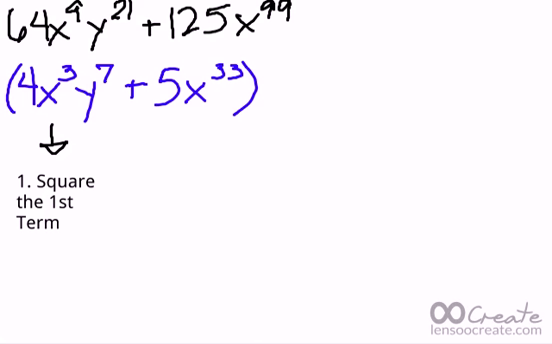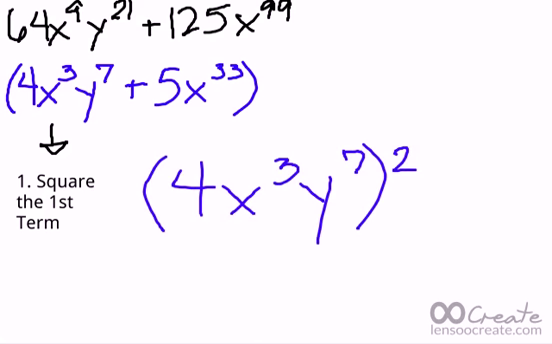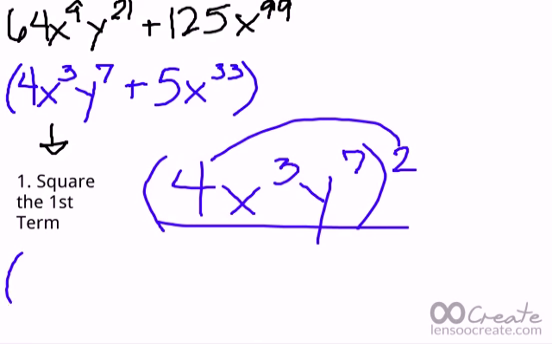So the first step to get the trinomial factor is to square the first term. I wrote the first term here to be more detailed. So I'll be squaring first the whole number, which is 4. So 4 times 4 is 16. Let me write it here.